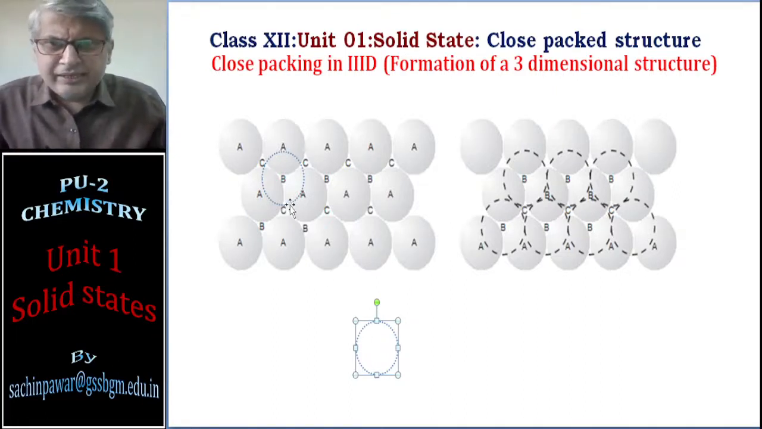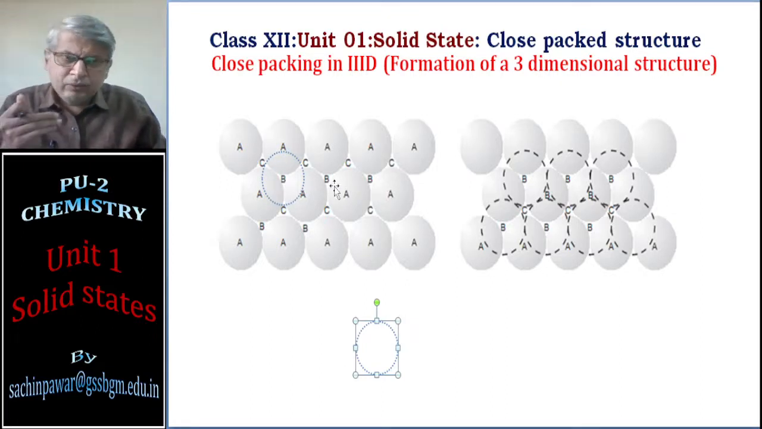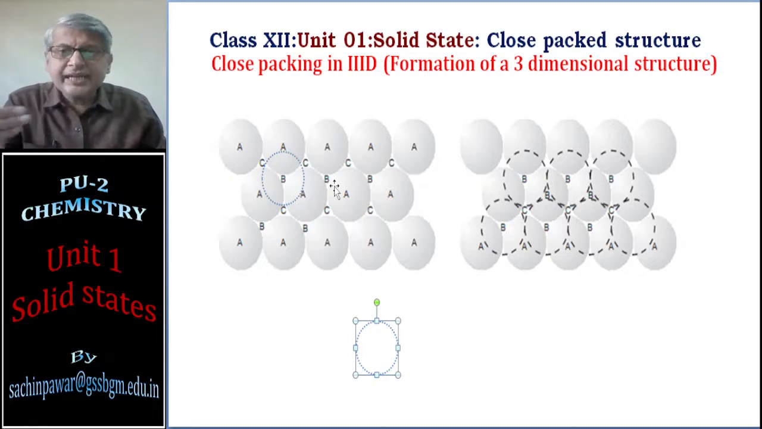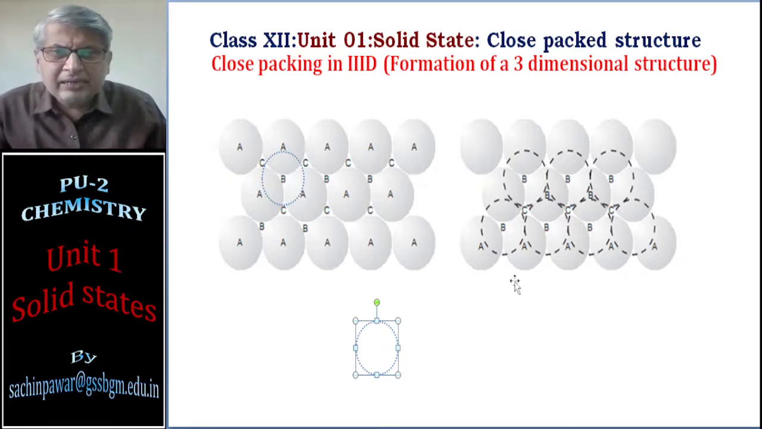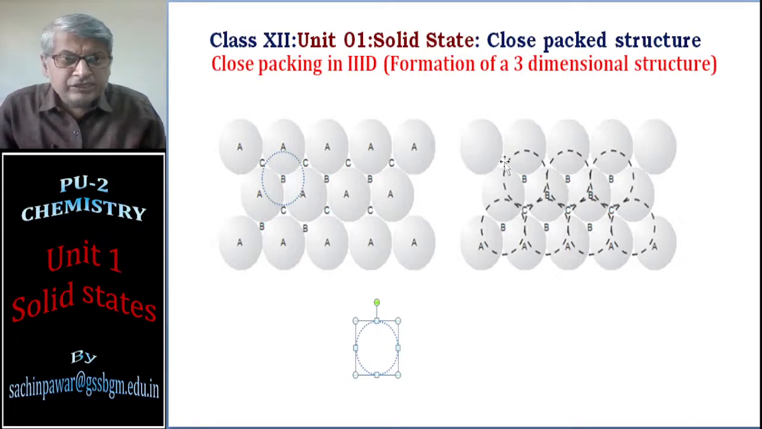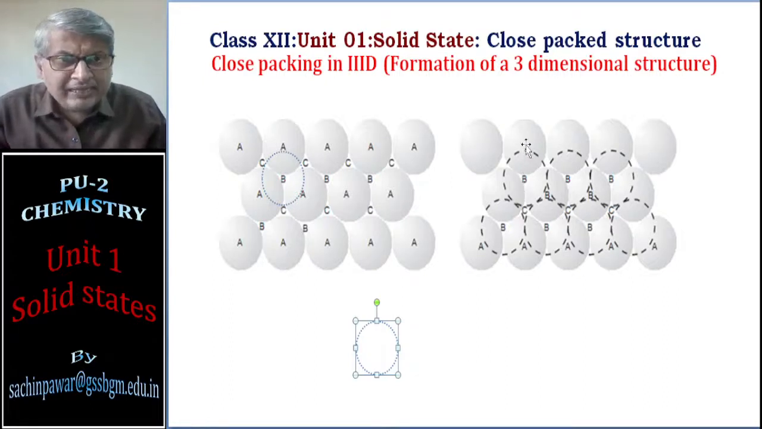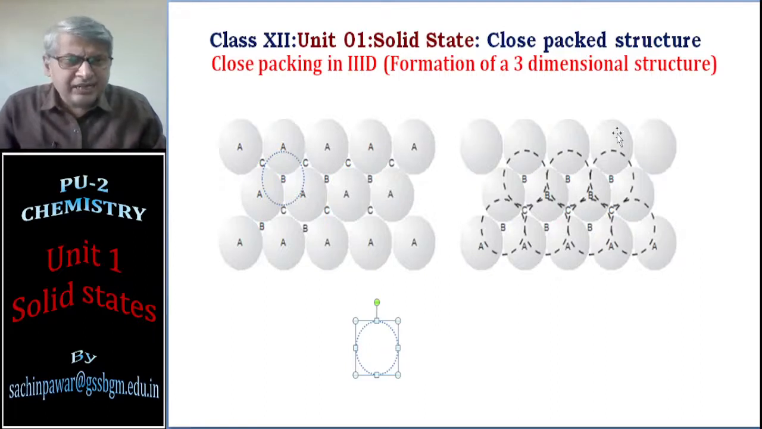For our convenience, we have labeled these as B and C. We will go with the custom A, B, C, D and so on. So we will place the particles of the second layer on the B voids of the first layer. The particles of the second layer, the dotted particles, we will place on the B voids of the first layer. You see this kind of arrangement. So this is the formation of the second layer.